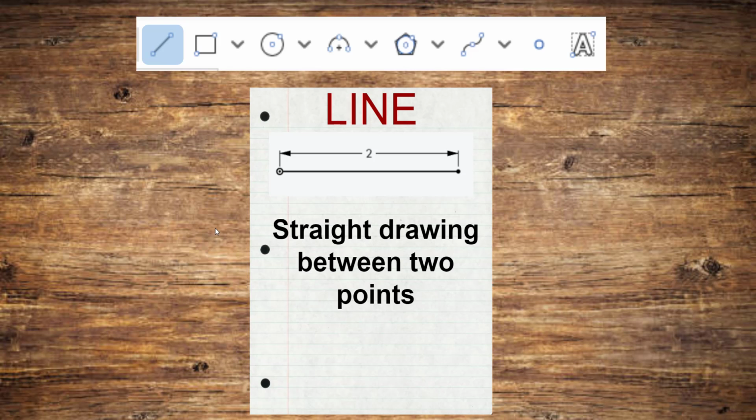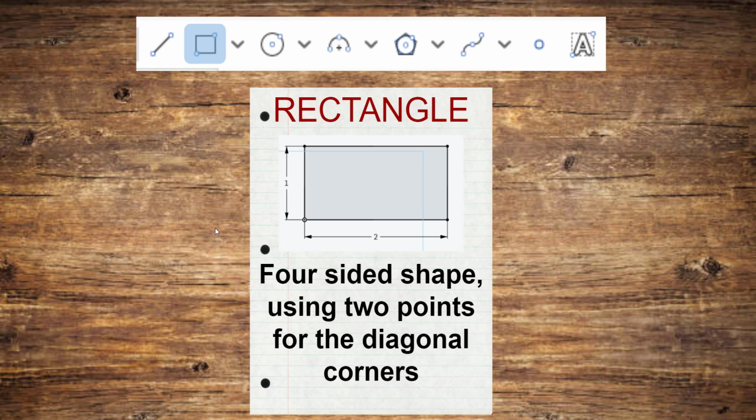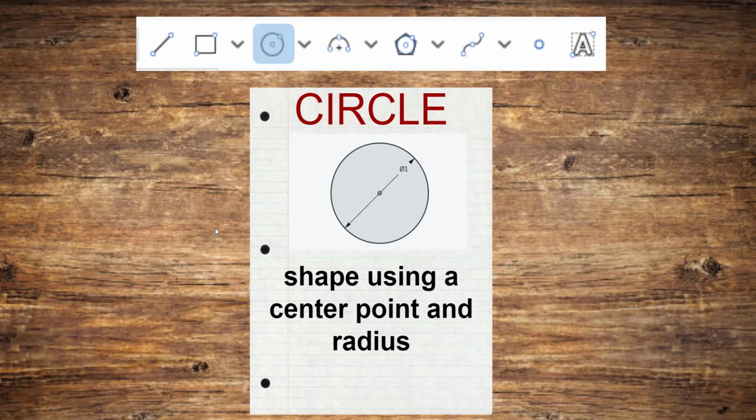There are lots of different tools to draw. The first one is a line. A line is a straight drawing between 2 points. Then we have rectangle. A rectangle is a 4-sided shape using 2 points for the diagonal corners. Next we have a circle. Circle is a shape using a center point and a radius.